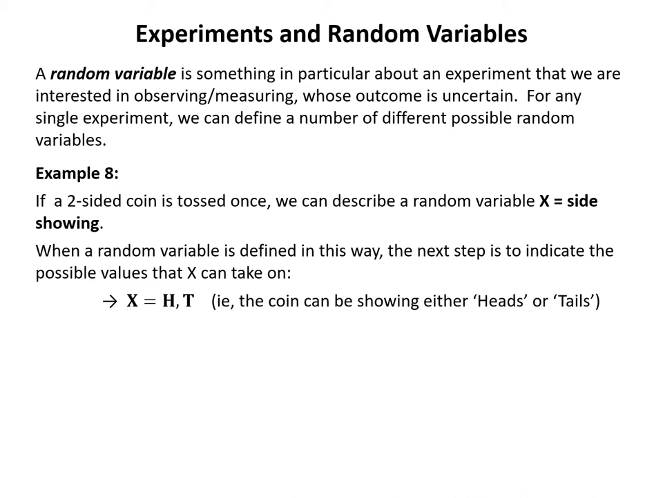So in example 8, if a two-sided coin is tossed once, we can describe a random variable x equals the side showing. So when a random variable is defined in this way, the next step is to indicate the possible values that the random variable can take on. So if x is the side showing, then we would say that x equals, and then we would list the values. Here it would be x equals heads, tails, and we just use the comma to separate those two. In other words, we're saying here that the coin can be showing either heads or tails.